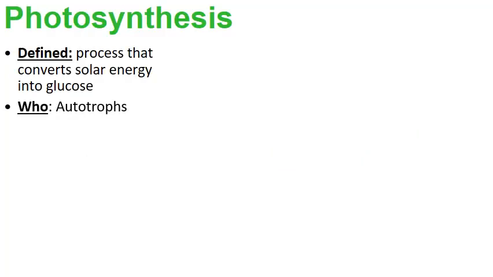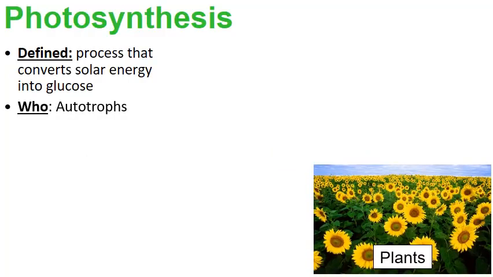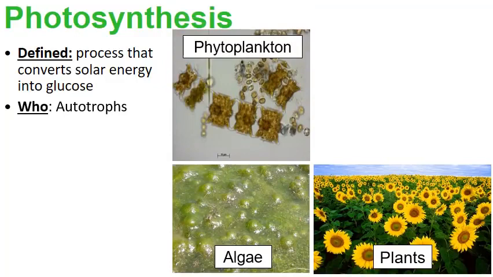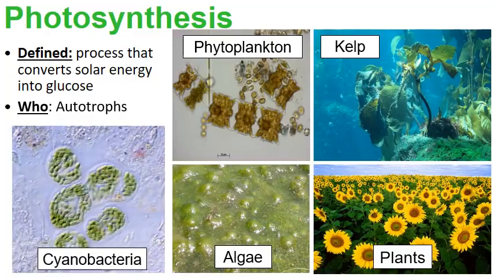Well, who performs photosynthesis? Well, these are the autotrophs. Now, we typically think of plants as doing photosynthesis, but they're not the only ones. Algae, phytoplankton, the basis of ocean food webs. Kelp. Kelp can grow into these enormous underwater forests. And even some bacteria known as cyanobacteria are photosynthetic. So there's a lot more autotrophs than just plants.